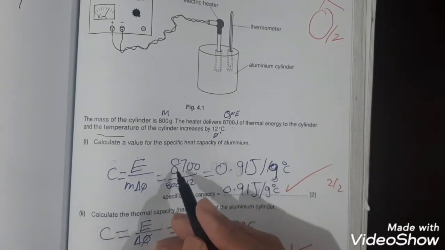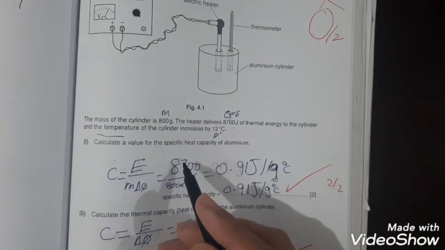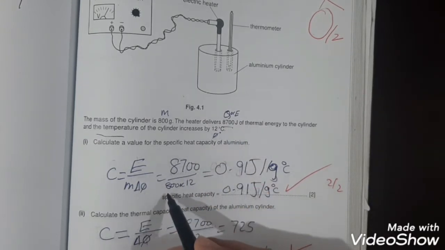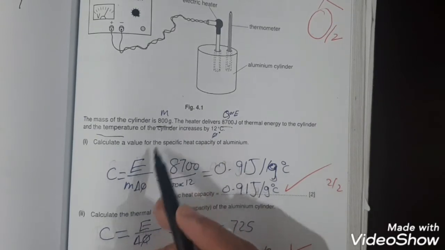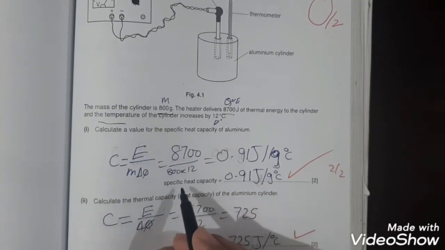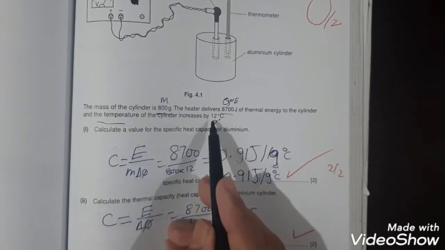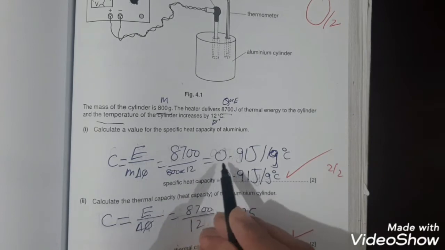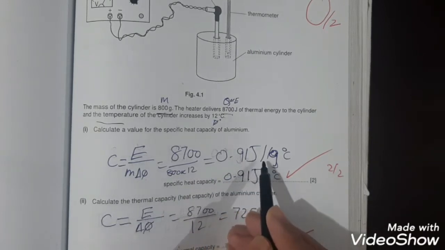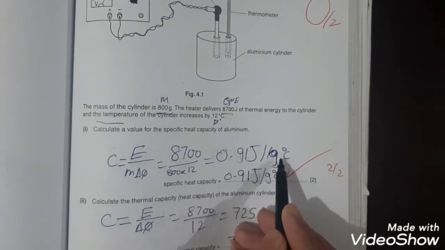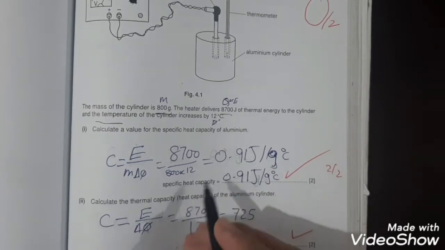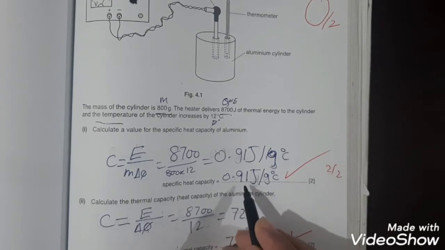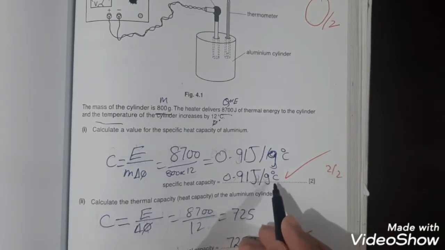So the energy put into the cylinder by the heater is 8700 joules, divided by the mass, which is 800 grams, and then multiplied by 12, which is the change in temperature. So when we calculate this using a calculator, it will be 0.91 joules per gram degree Celsius. So we will write specific heat capacity is equal to 0.91 joules per gram degree Celsius.